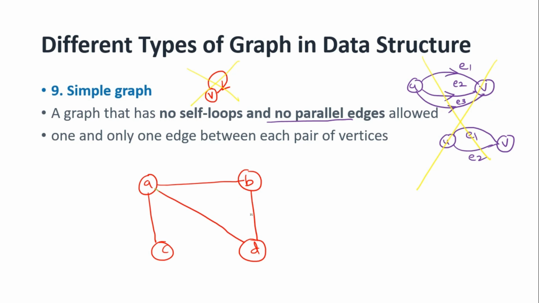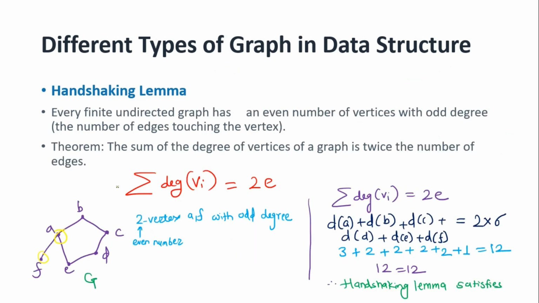So this graph is not having any parallel edge. As this graph is not having any self loop and no parallel edge, this graph is a simple graph. Based on this concept, we have the handshaking lemma. If your graph is not having any self loop nor any parallel edges, then the summation of degree of all of your vertices is 2 into edges.